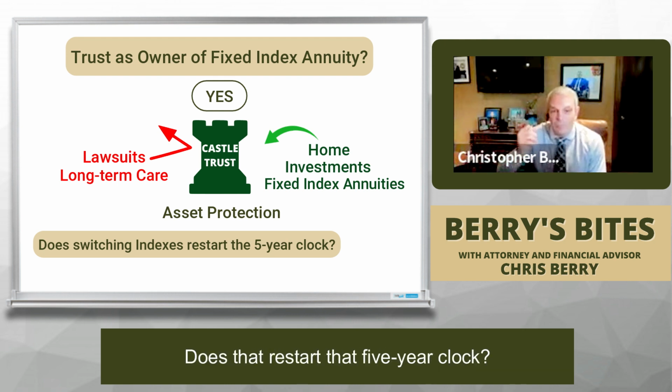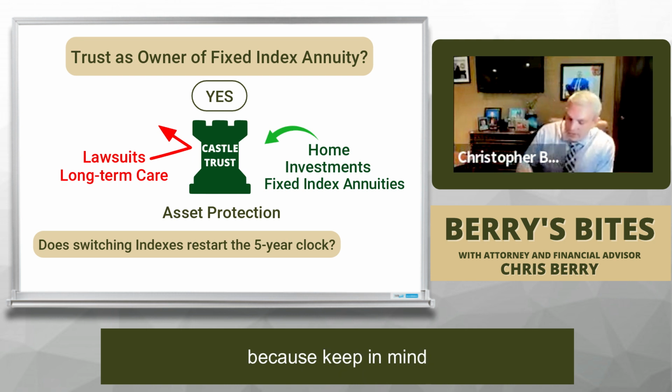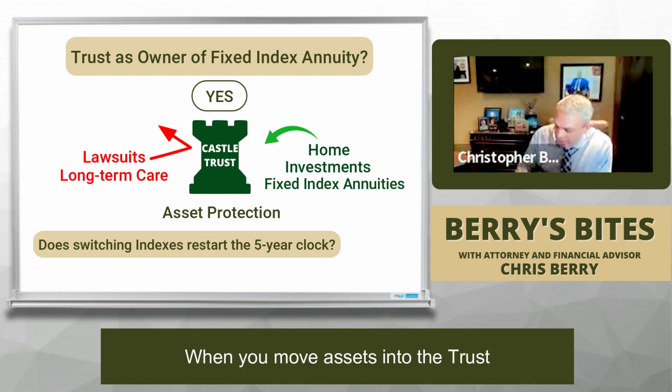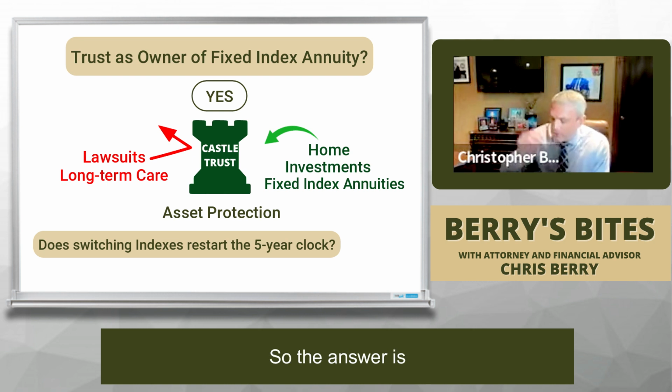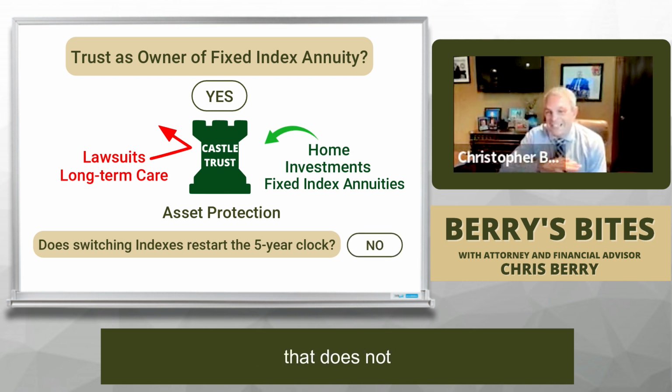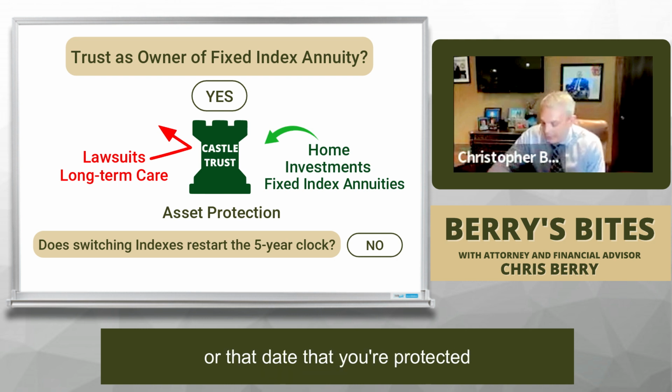So the question is, does that restart that 5-year clock? Because keep in mind, when you move assets into the trust, you have to make it 5 years before it's protected from that nursing home or Medicaid spend down. So think of it as there's a 5-year race. The answer is, if you switch indexes, that does not restart the 5-year clock. So if you did this in 2023, your look back period runs till 2028. If you changed indexes in 2024, it doesn't change that look back or the date that you're protected.